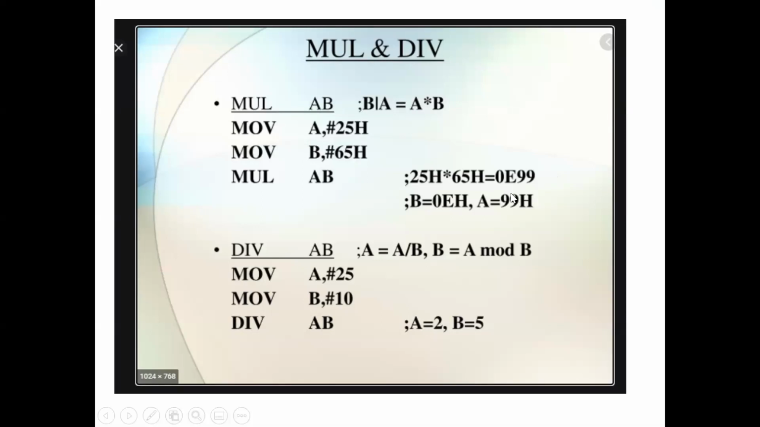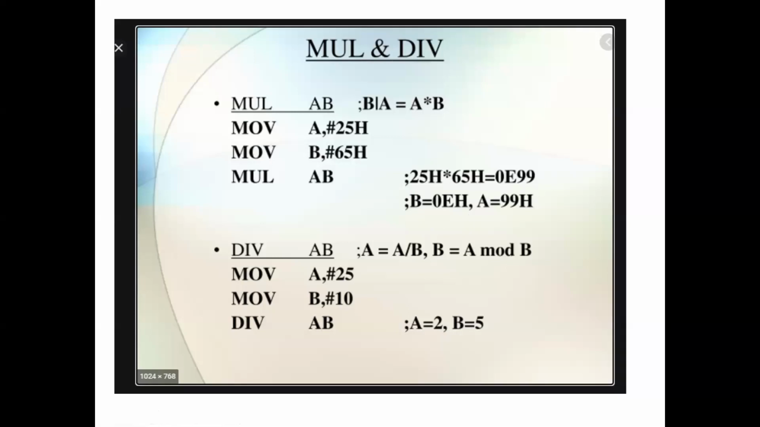But here how many bits of data am I getting? 16-bit data. So the lower order byte will be stored in the accumulator, and the higher order byte will be stored in the B register. Very simple. In the microprocessor we do multiple additions and multiple subtractions for multiplication and division.